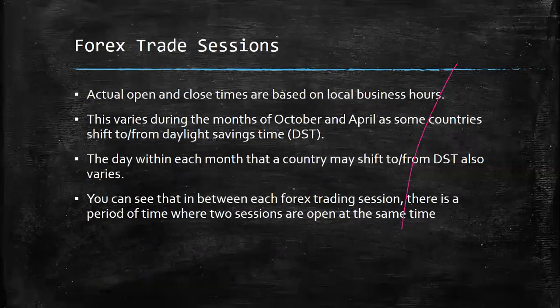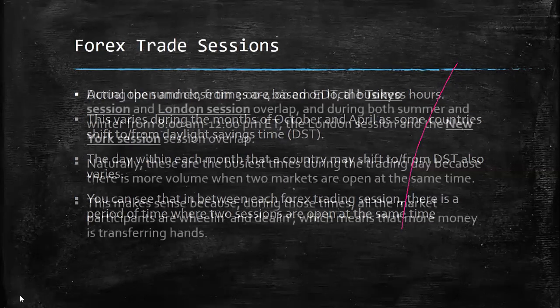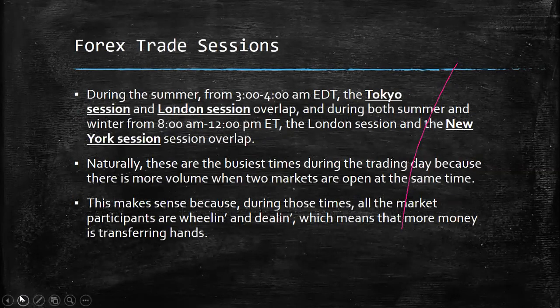And you can see that in between each Forex trading session there's a period of time when the 2 sessions overlap at the same time. During the summer from 3 to 4 Eastern, the Tokyo session and the London session overlap. During both summer and the winter from 8 to 12, the London session and the New York session overlap. Naturally, these are the busiest times during the trading day because there's more volume and the two markets are open at the same time. This makes sense because during those times, all the market participants are wheeling and dealing, looking for the trade. They're scouting out their orders and things like that.